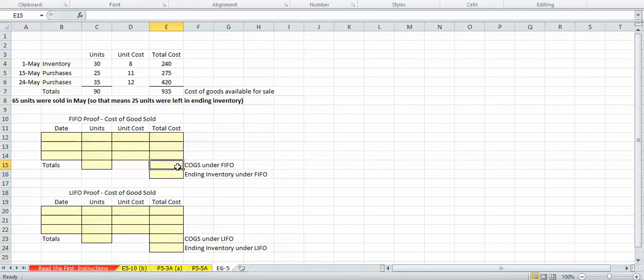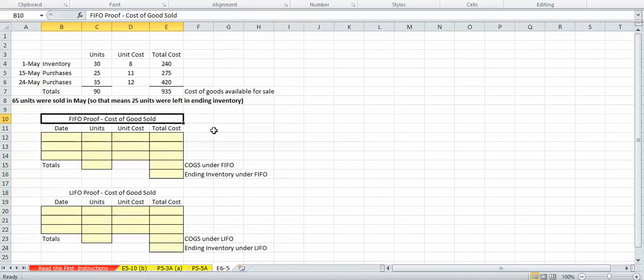So what we want to do is find cost of goods available for sale, which is this. 935. That's your total cost of goods available for sale. So whatever we sell, the leftover is going to be the 935 minus this, and that'll be ending inventory. But think about it. We want to find cost of goods sold. So cost of goods sold for the first in, first out. So the first in was the first one out.